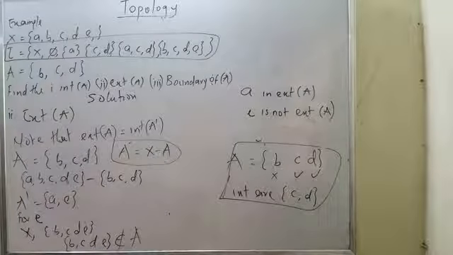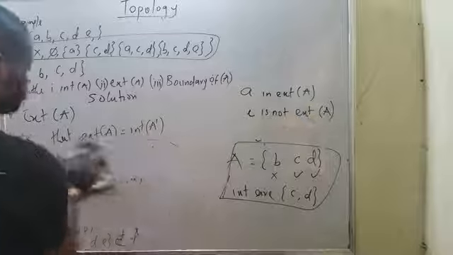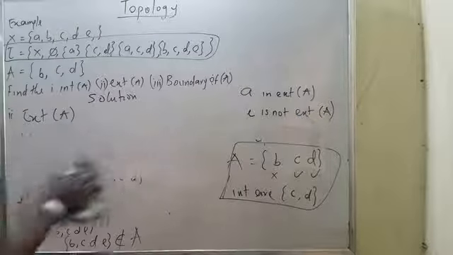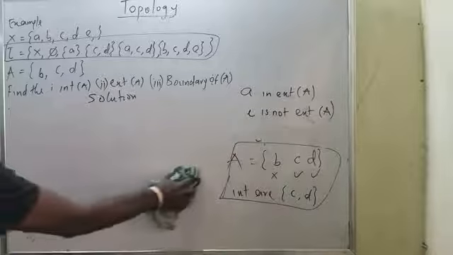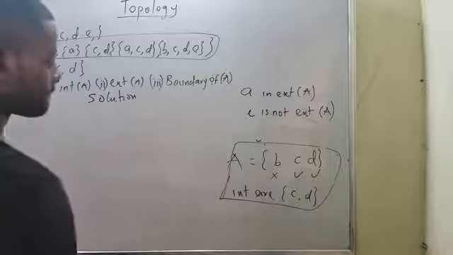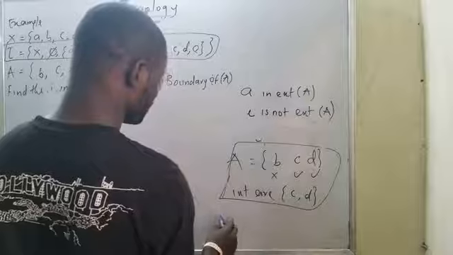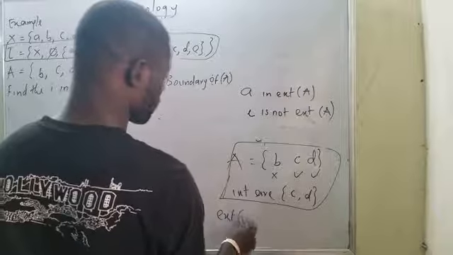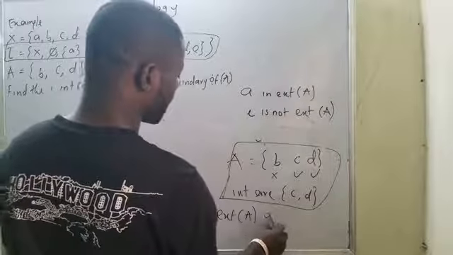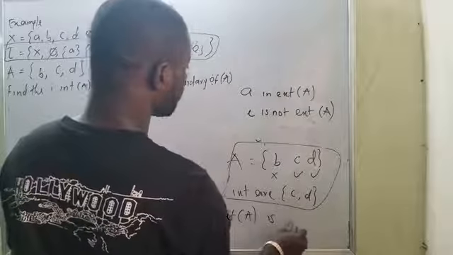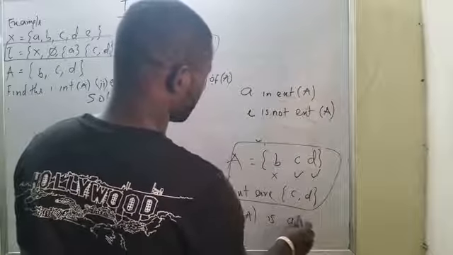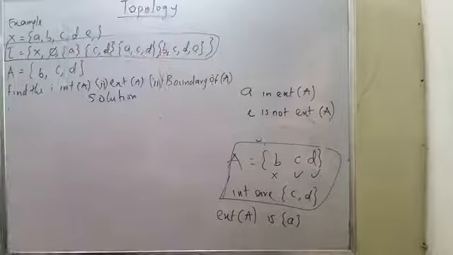It means if I should conclude my exterior of A is only A. That is my exterior point of A.